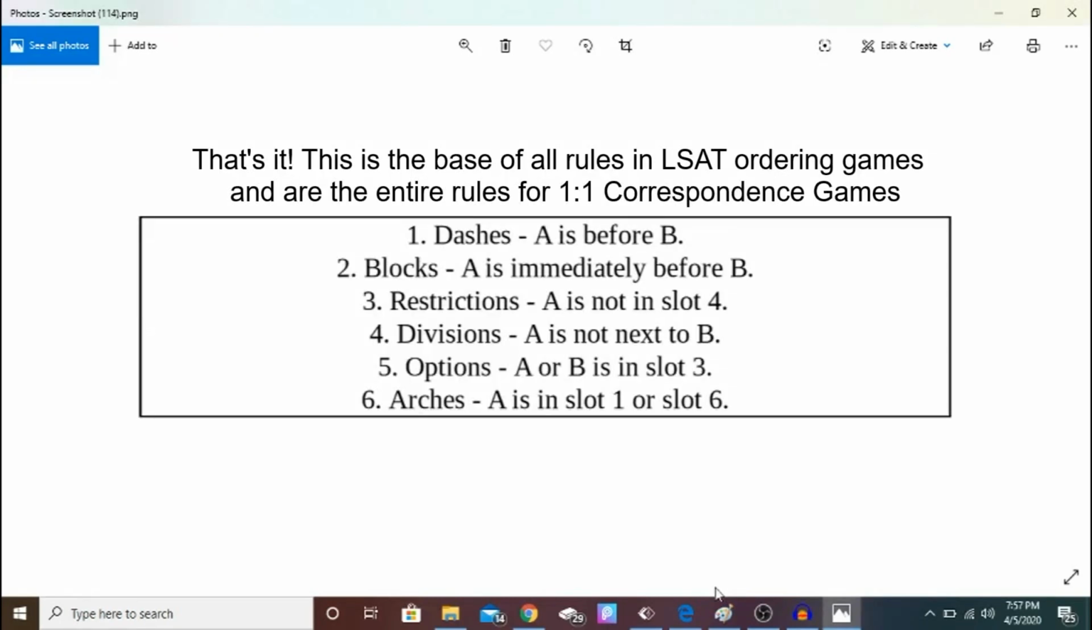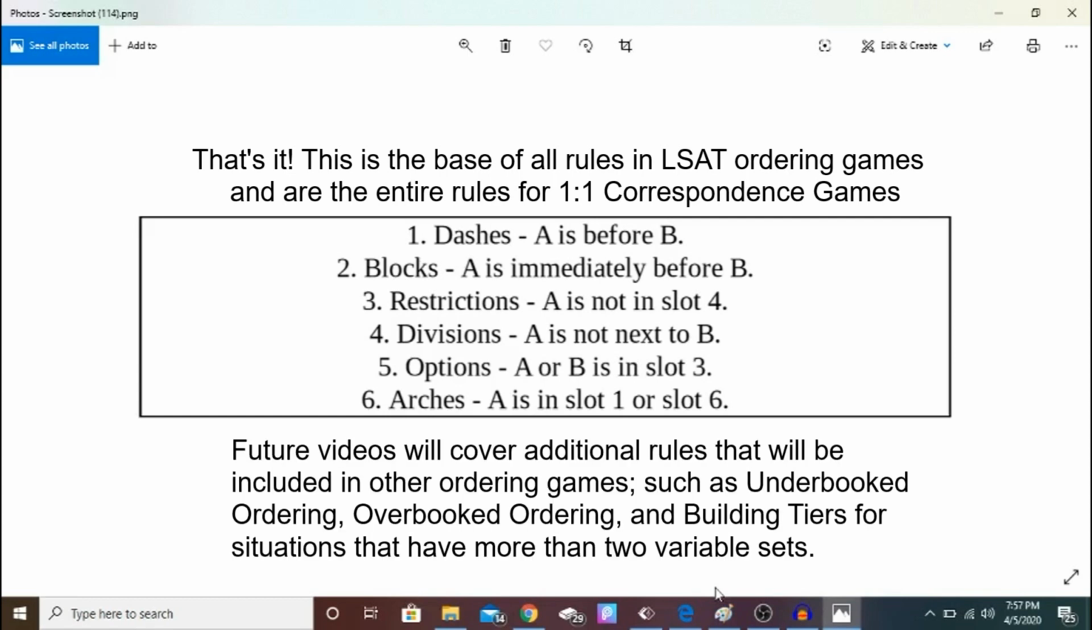That will be all for this video that covers the primary ordering rules that will be covered in ordering games, and entirely for a one-to-one correspondence. In future lessons, we will go over additional rules that will be required for different situations, such as the overbooked and underbooked games and tiered ordering.